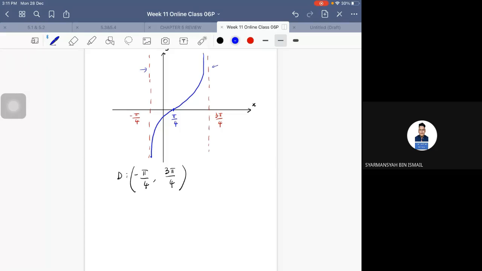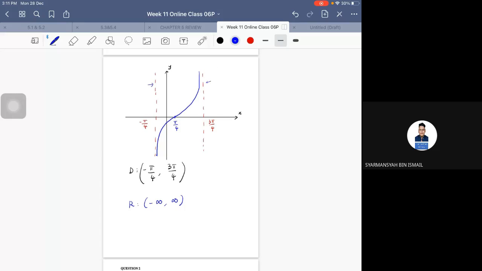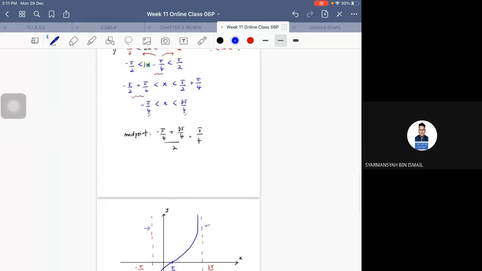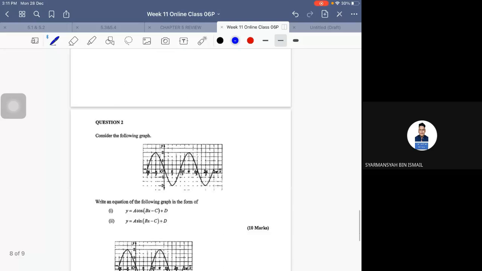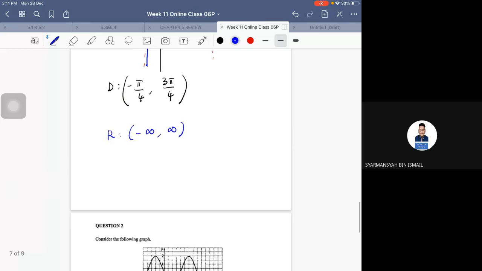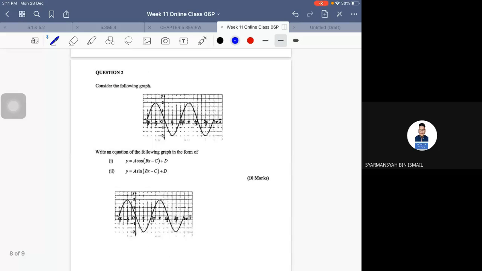Okay, what about the range? What is the range value for this case? Negative infinity to infinity. Correct. So the range is from negative infinity to infinity. That is the range value for this case. This is for our tangent graph. The tangent is the easiest to draw, a very simple idea. Don't worry about amplitude. Just find the vertical asymptotes and the midpoint.